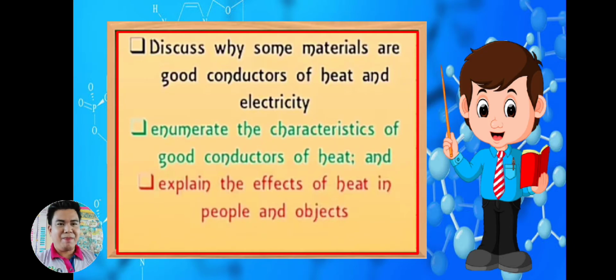The objectives of our lesson for today: the first one is to discuss why some materials are good conductors of heat and electricity. The second one, you are going to enumerate the characteristics of good conductors of heat and electricity. Last, you are going to explain the effects of heat to people and to different kinds of objects. Those are the main objectives of our lesson for today.